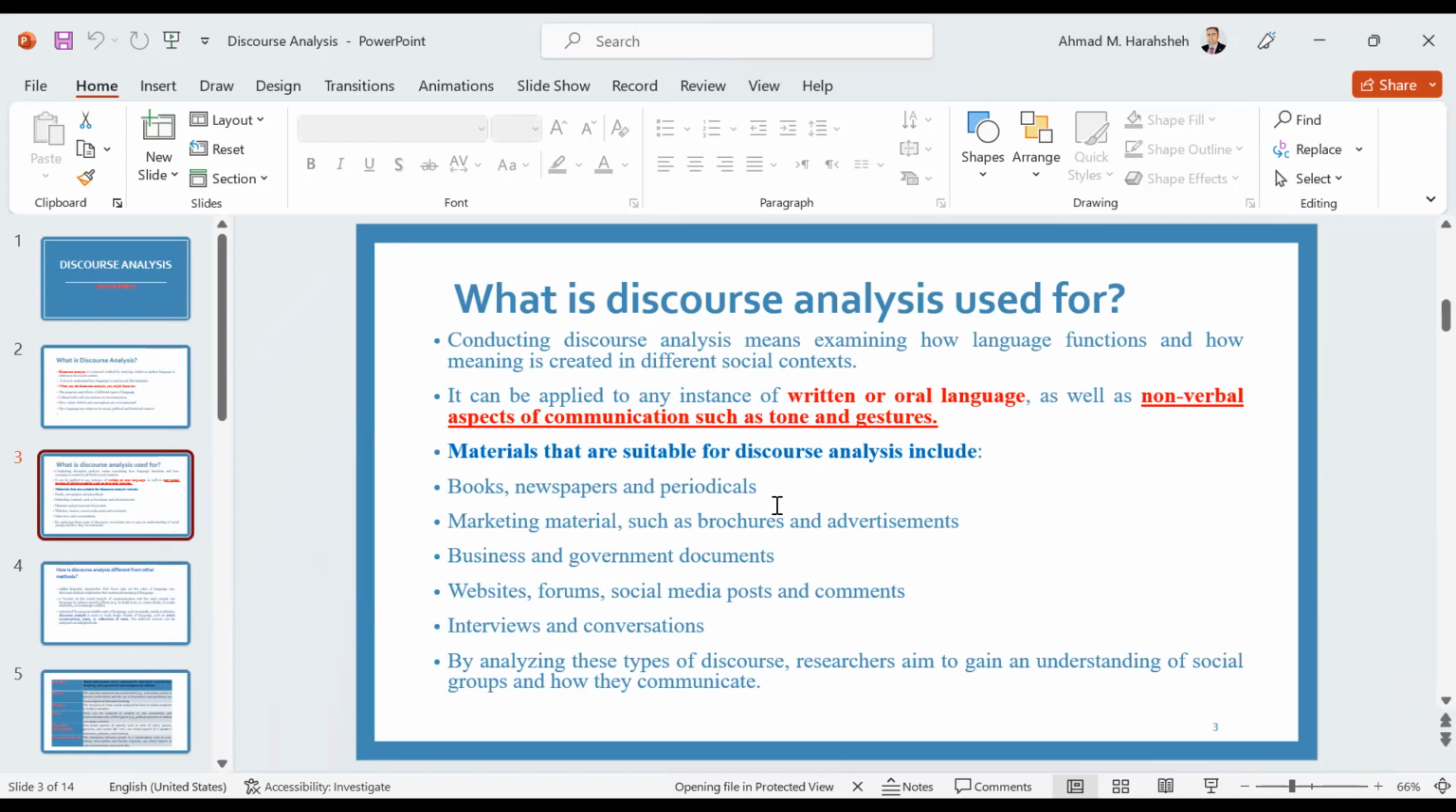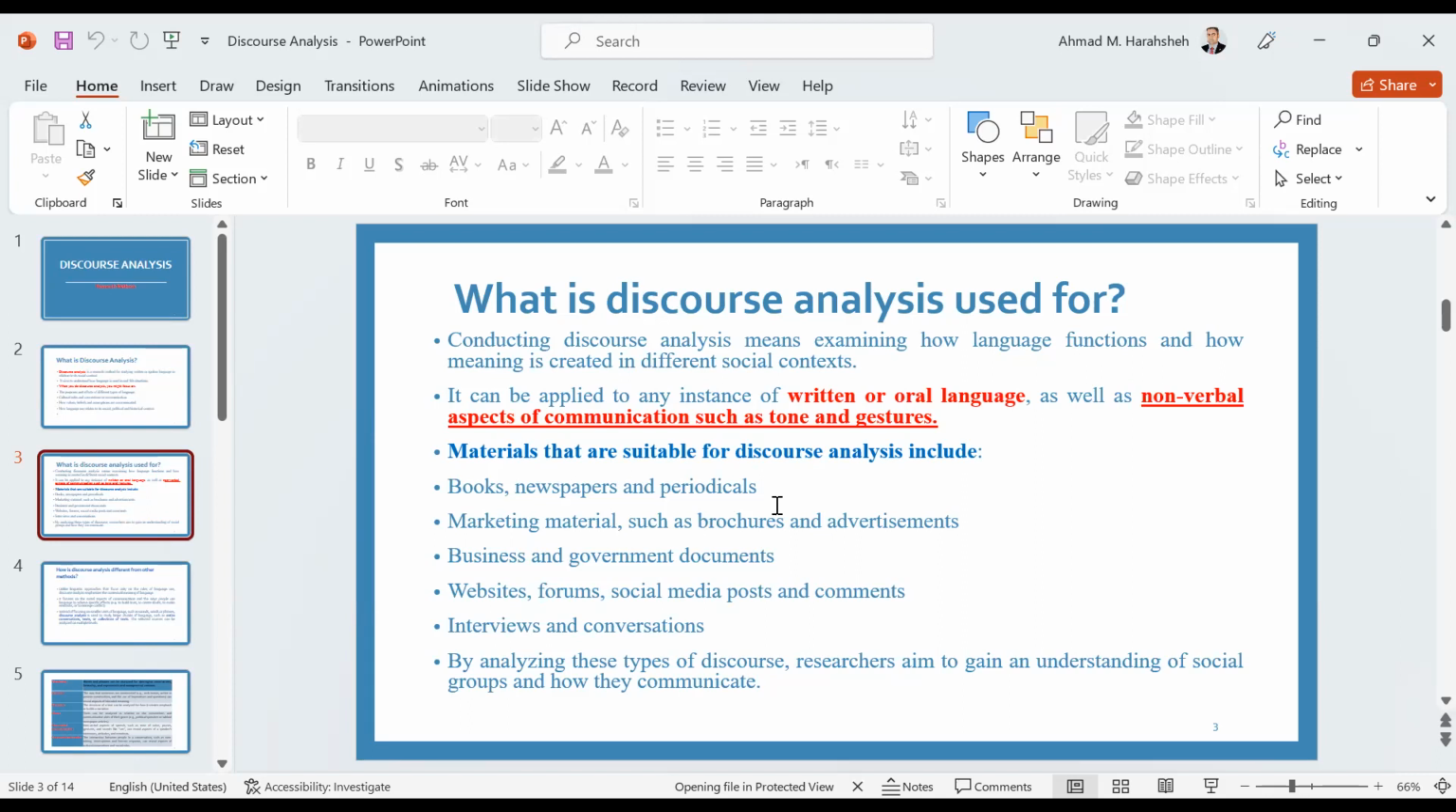الماركتينج ماتيريال اللي هي البروشورز والادفرتايزمنت ممكن تدرسهم, and you can use discourse analysis. Business government documents, for example, websites, forums, social media posts and comments. كلنا هذه we can use discourse analysis. Now we use discourse analysis when we analyze this data. الانترفيوز والconversations, also we use discourse analysis.